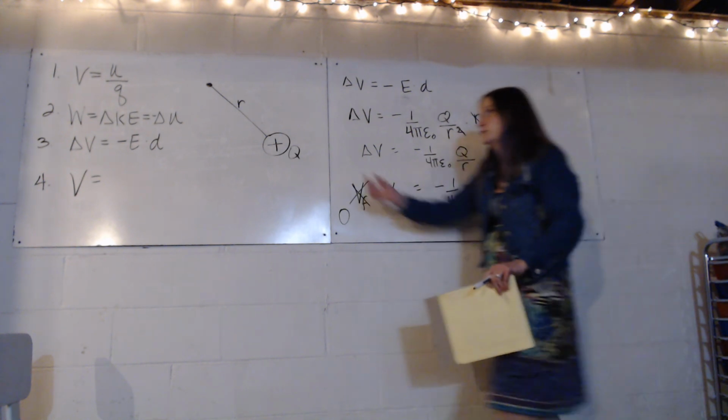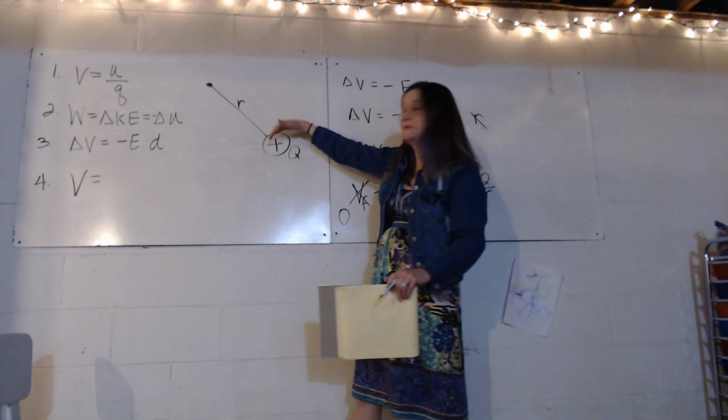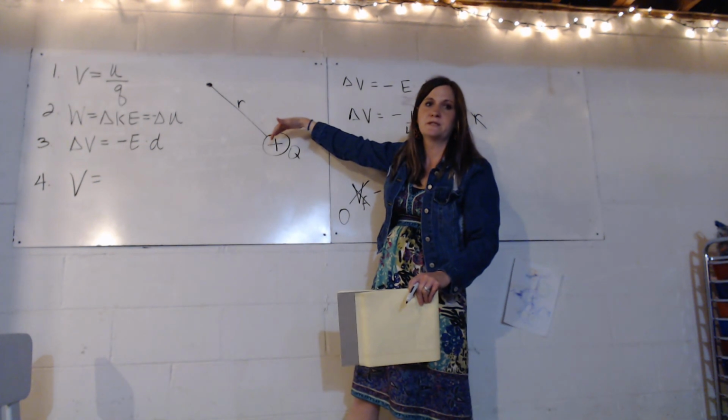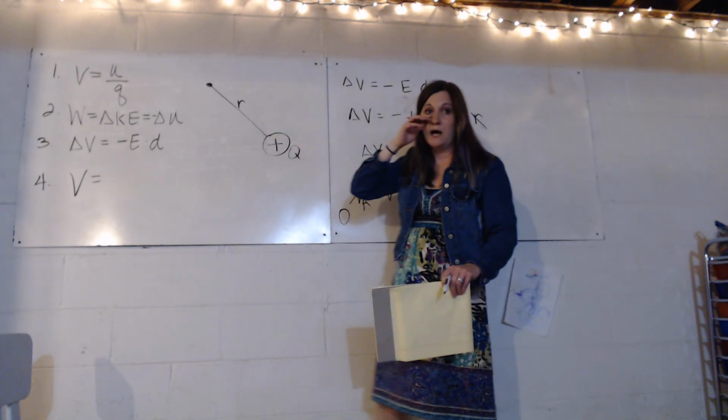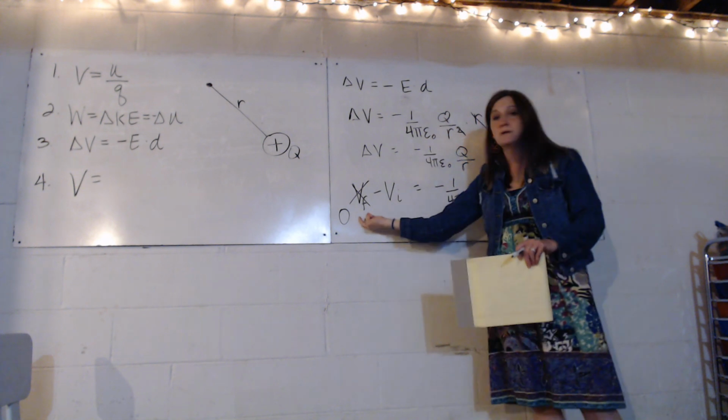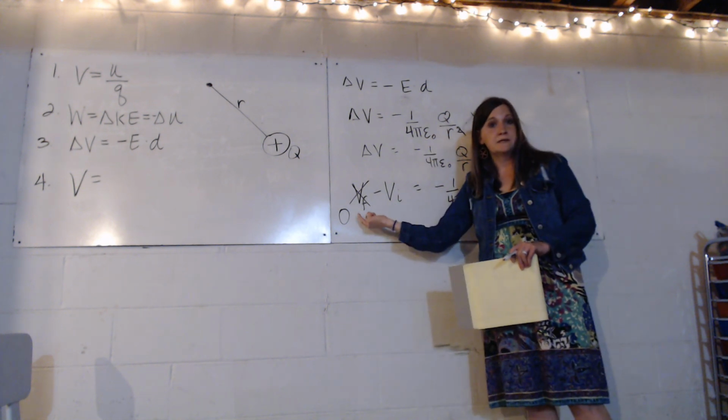If it's a negative charge, it'll actually be the same. It just comes zooming into here. But wherever it ends up, it will have lost all of its potential. So the final electric potential is 0.